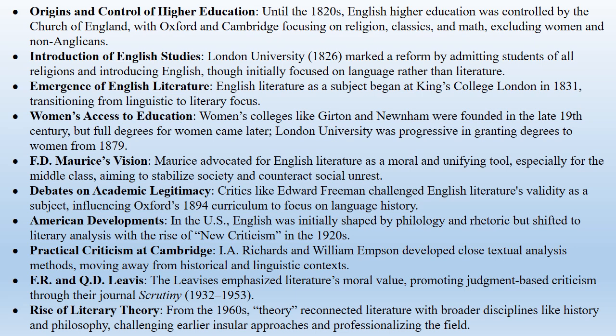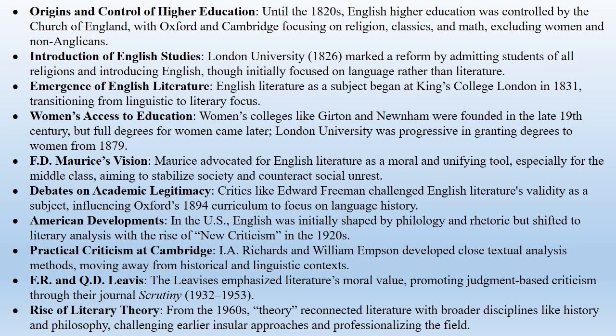In England, F.D. Morris, a professor at King's College in 1840, promoted English literature as a tool to unite society. He believed it could replace religion in teaching morals and national pride, especially for the middle class, preventing rebellion by making people feel connected to England despite social inequalities. This idea linked English studies to maintaining political stability.